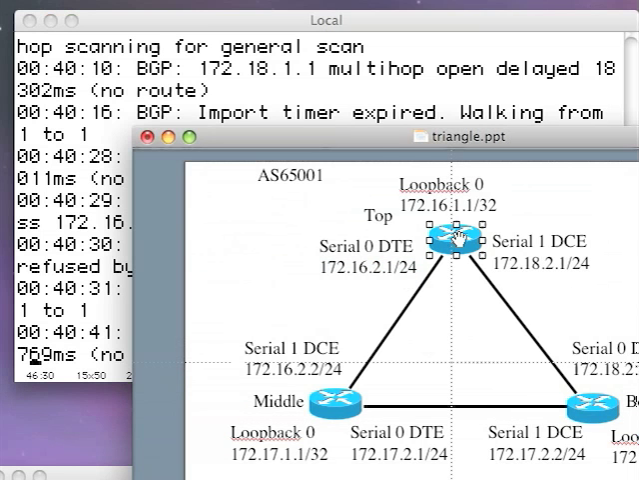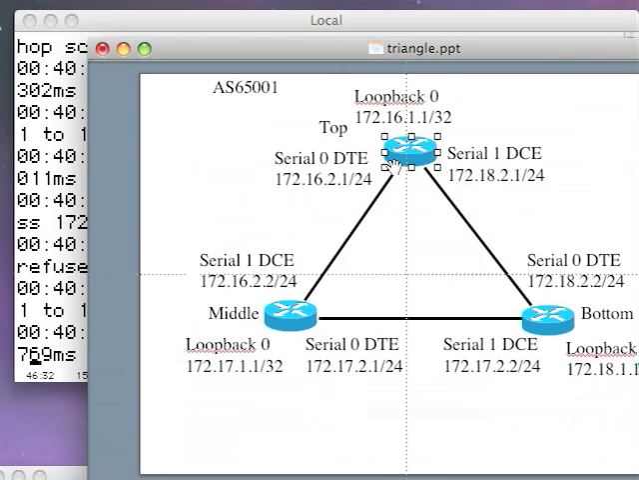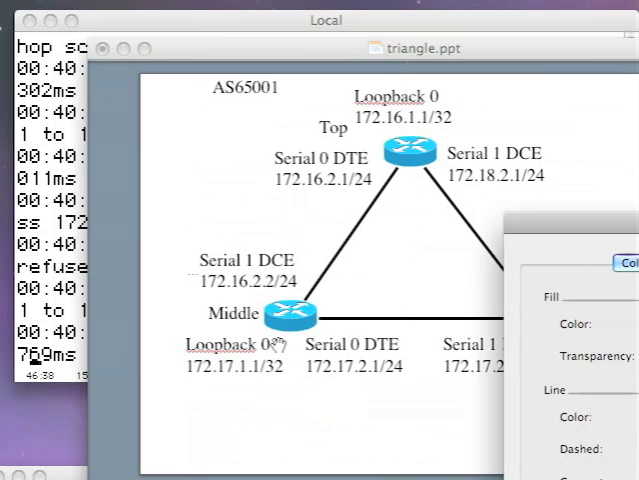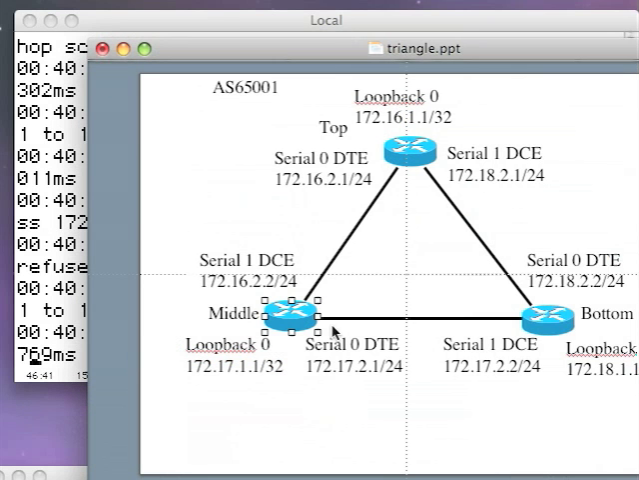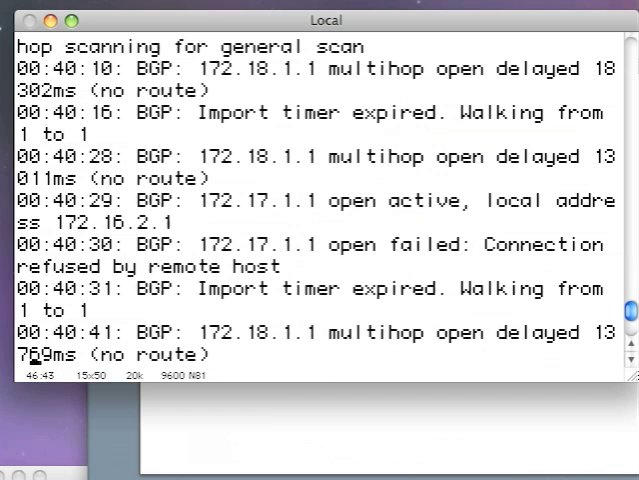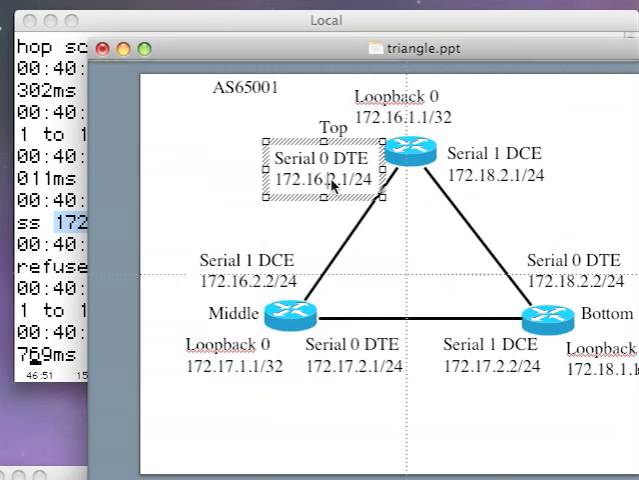So my router here at the top tried to initiate a BGP connection to 172.17.1.1, and the connection was refused by the middle router, and the question is why? And the answer, the clue to the answer, is right here. The local address is 172.16.2.1, which was not what I intended.